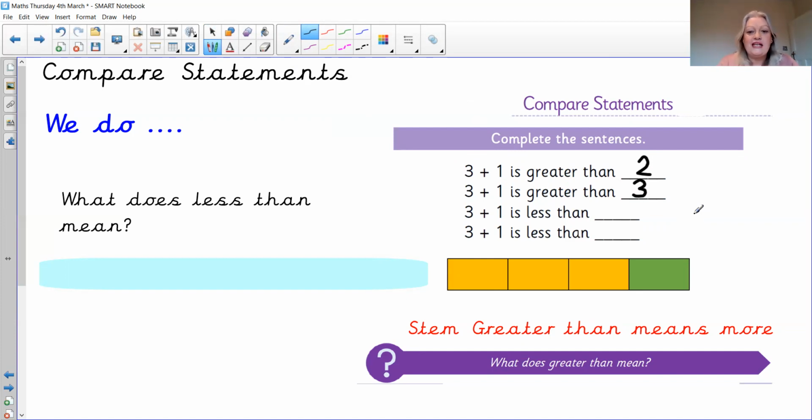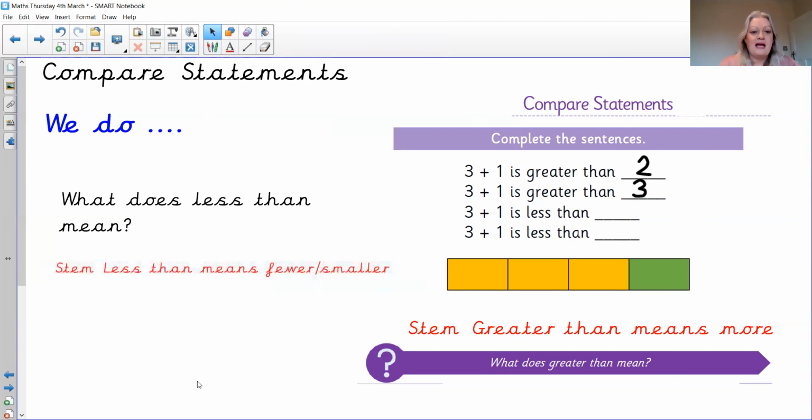So the next one, 3 add 1, 4 is less than. What does less than mean? Pause while you tell somebody what less than means. That's right. Less than means fewer. Something gets smaller. Less than means fewer or smaller. So 4 is less than, what could we put there?